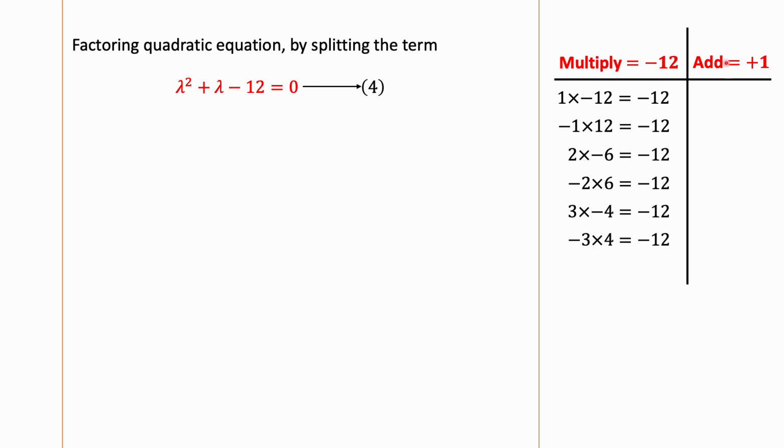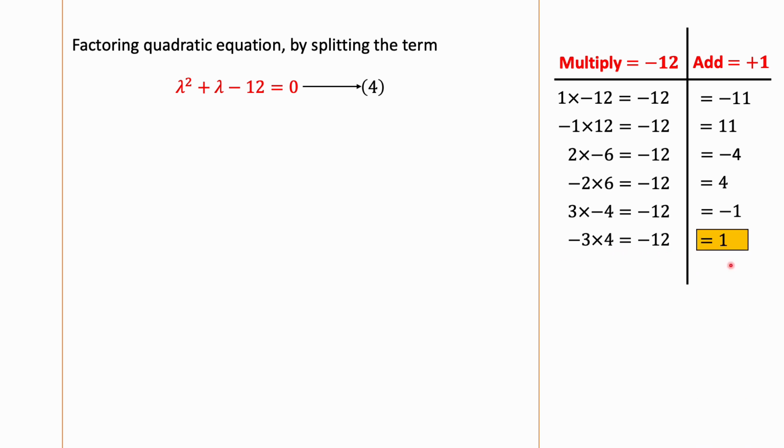Here we know that if I add the two terms, it must be equal to plus 1. This plus 1 value is taken from here. The coefficient of the second term is plus 1. So if I add these two terms whose product is minus 12, the sum must be equal to plus 1. Therefore, let me check it here. 1 plus negative 12 is minus 11. Minus 1 plus 12 is plus 11. 2 plus negative 6 is minus 4. Minus 2 plus 6 is 4. 3 plus negative 4 is minus 1. Minus 3 plus 4 is 1.